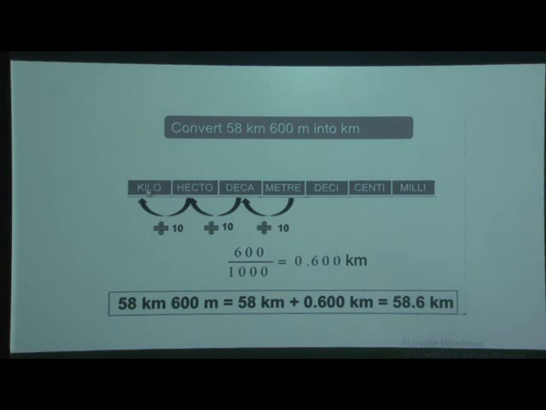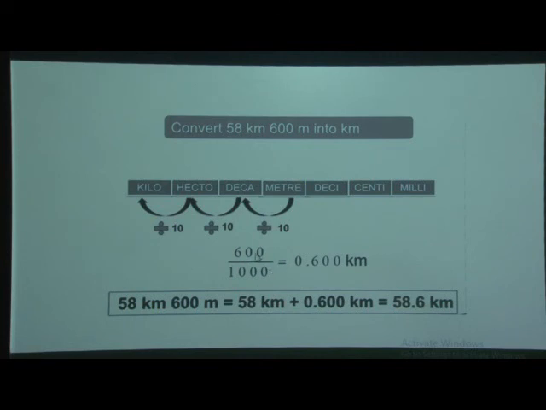So here kilometer, hectometer, decameter and meter. If you know directly, you can go for that. 1 kilometer is equal to 1000 meter. So the 3 times divided by 10, divided by 10, divided by 10 is nothing but divided by 1000. So we will convert the 600 meter, which we write as 600 upon 1000, nothing but divided by 1000.